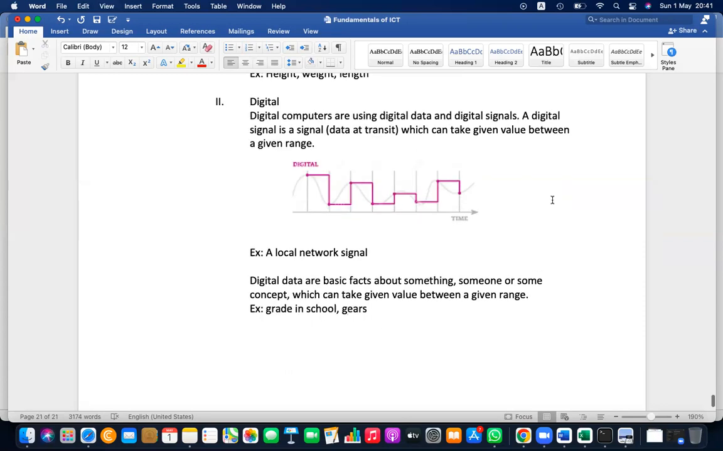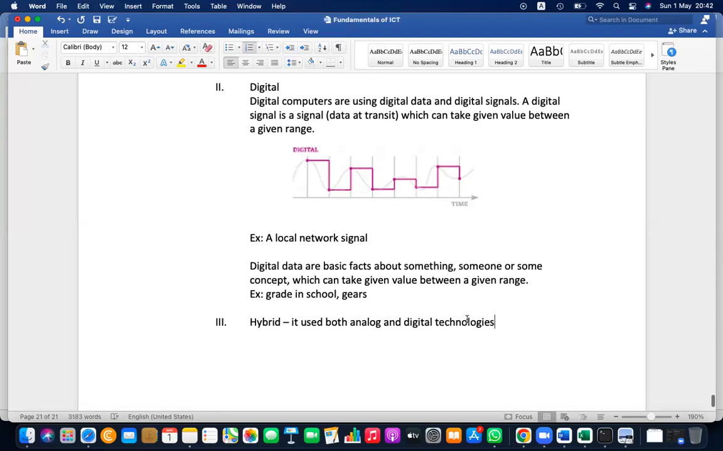Okay, please write down that as well. So that is how you divide computers according to the technology. Analog, digital, and there is another one which is hybrid. It was not mentioned in the book. Hybrid uses both analog and digital technologies. That is called hybrid.